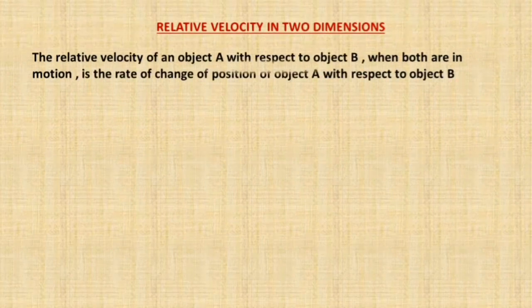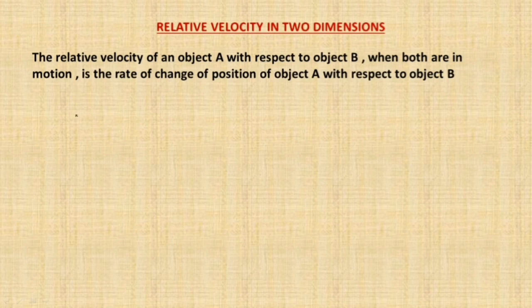Hi friends, today we are going to deal with relative velocity in two dimensions, that means in terms of vectors. First of all, as we already learned what is meant by relative velocity, let's see it again. The relative velocity of an object A with respect to object B, when both are in motion, is the rate of change of position of object A with respect to object B.